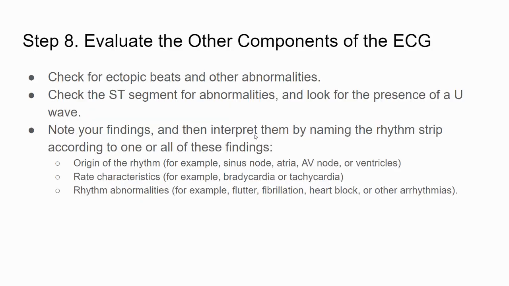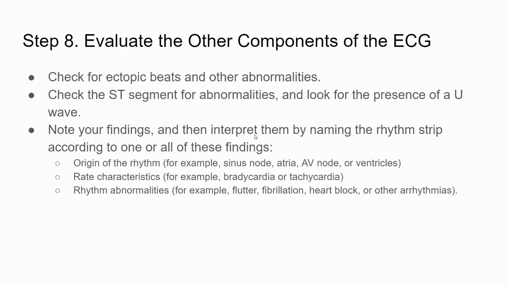The last step is step 8, evaluate the other components of the ECG. So we're just going to look at ectopic beats and other abnormalities. We'll check the ST segment for abnormalities and look for the presence of a U wave, which we can sometimes see in things such as hypothermia. But a U wave is just an extra wave after the T wave.